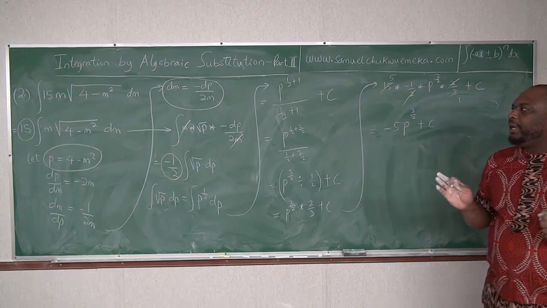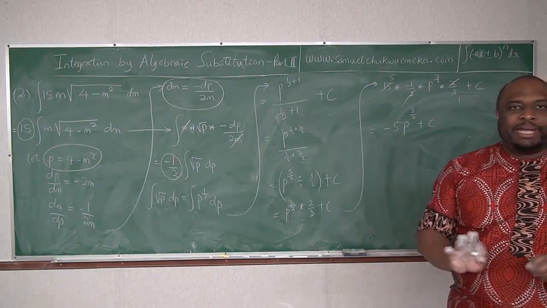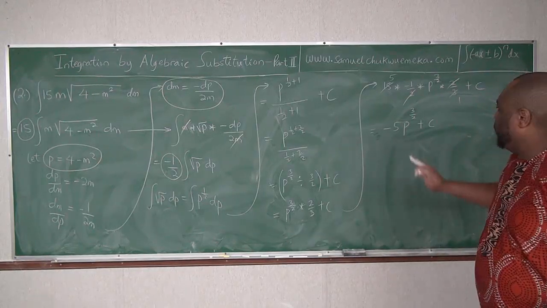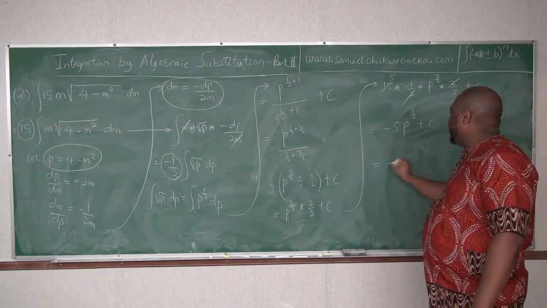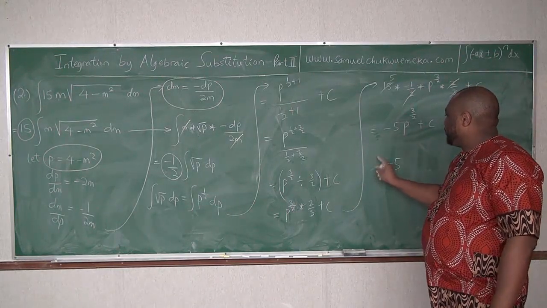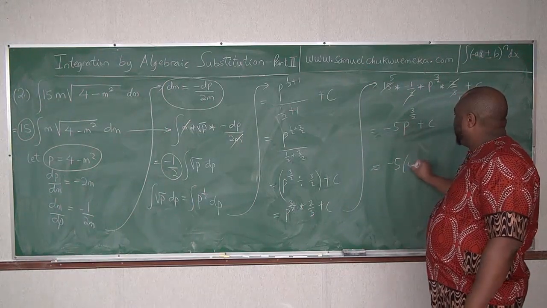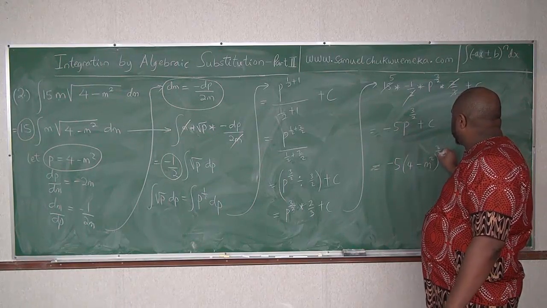Okay, let me say something here, folks. They gave us a radical. Some professors don't mind you writing this, and that's okay; others don't want that. Negative 5 times (4 minus m squared) raised to the power 3 over 2, plus C.